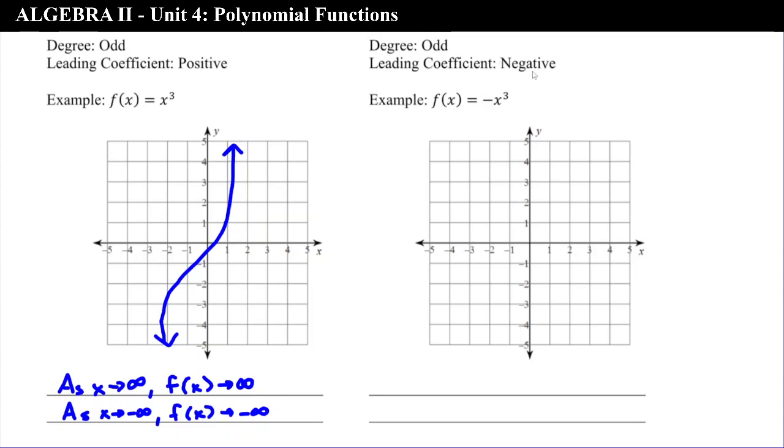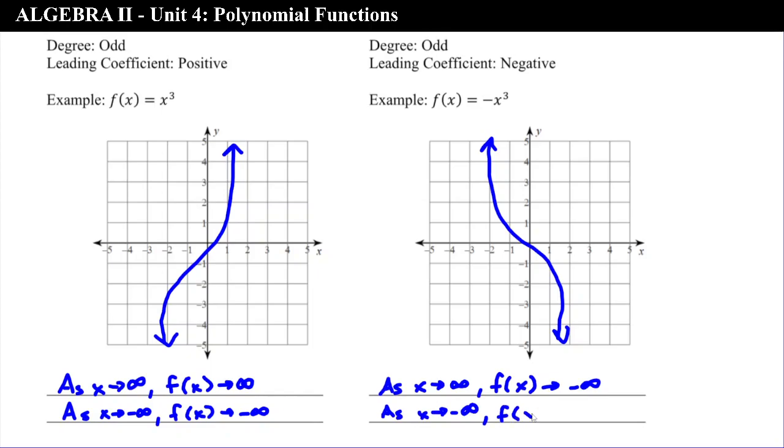If our leading coefficient is negative, like we have here, negative x to the third, then we're going to have a decreasing function, and it's going to look something like this, okay? So in this case, as x approaches infinity, f of x approaches negative infinity. And as x approaches negative infinity, f of x is going to approach infinity. So again, our f of x goes into opposing directions, but this time the negative infinity for the f of x goes with our positive infinity for our x, because now we're decreasing.